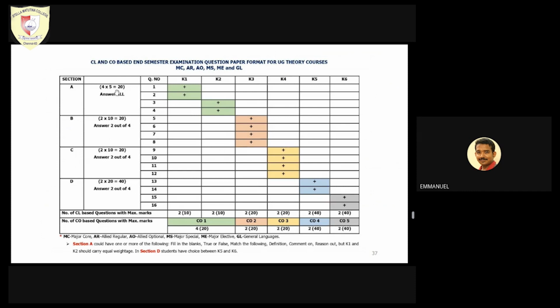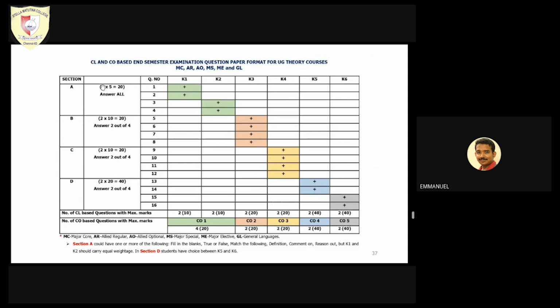First section deals with CO1. Similarly, there is no change between the levels and sections, both in the continuous internal assessment question paper as well as the end semester question paper. Only the number of questions increases here.